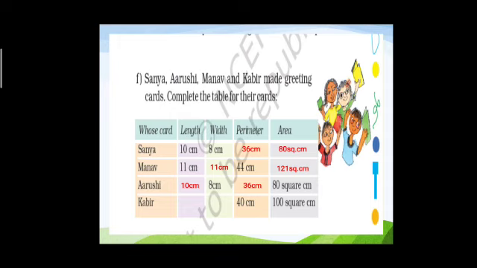In Kabir's card, we can see that the perimeter and area are given to us, not the length and width. So what could it be? The perimeter, if we put 10 centimeter and 10 centimeter. So students, I hope you have well understood the topic covered till now. So let's once again recapitulate what we have done.